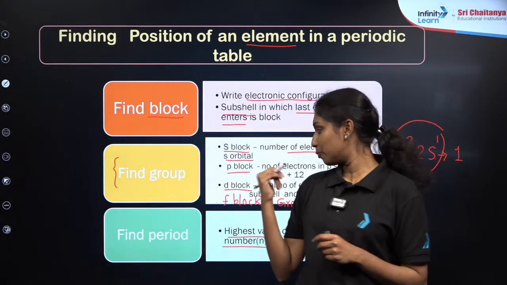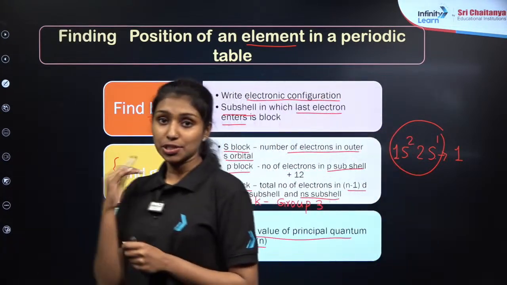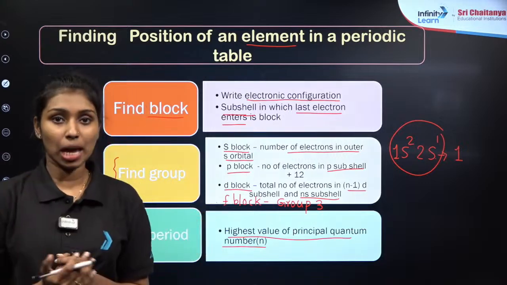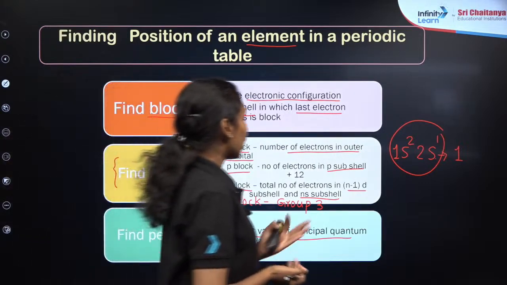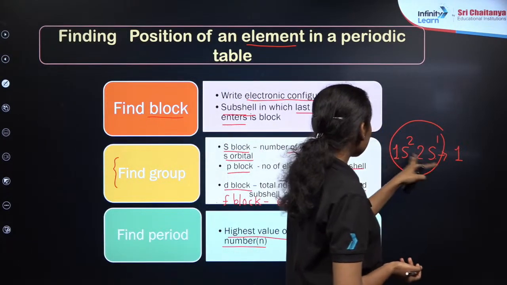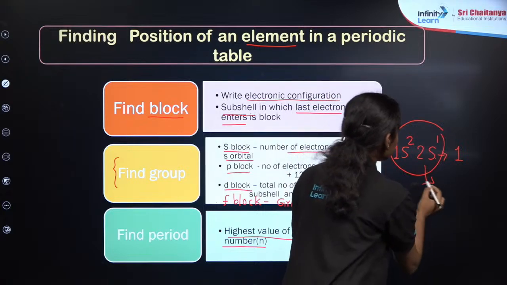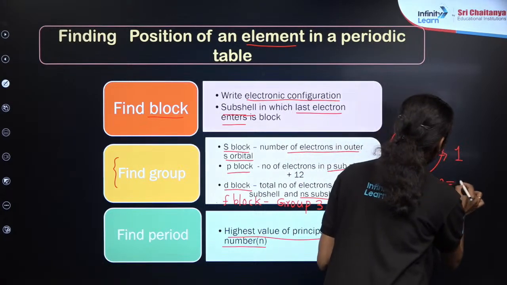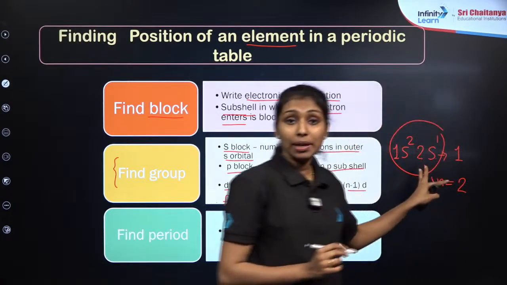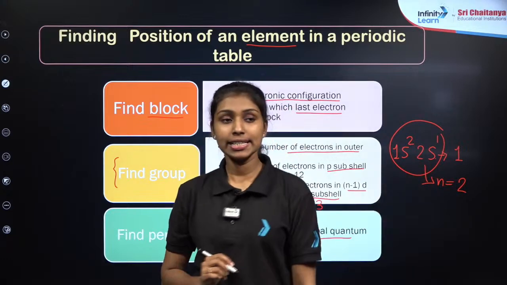I hope everyone is familiar with the quantum numbers, right? As you already mentioned or studied in your previous chapter, structure of atom. These are the quantum numbers. You can see here the largest quantum number is n is equal to 2, which means this particular element belongs to the second period, right? Clear?